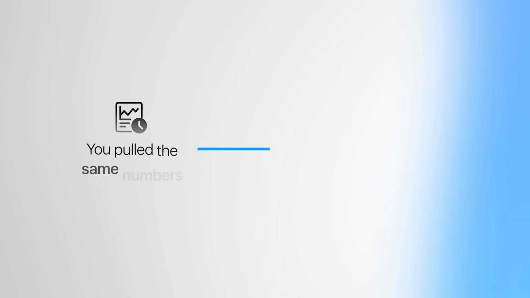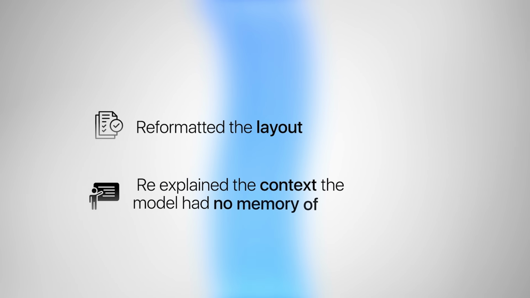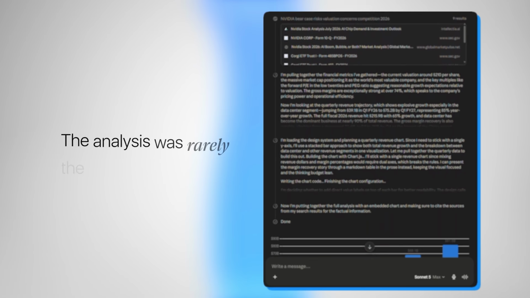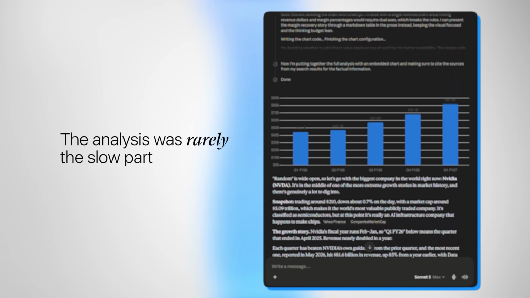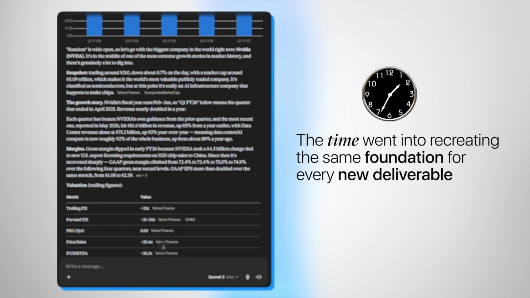Now, before this, every one of those outputs was a separate job. You pulled the same numbers into a different tool each time, you rebuilt the branding, you reformatted the layout, and you re-explained the context that the model had no memory of. The analysis was rarely the slow part. The time went into recreating the same foundation for every new deliverable.